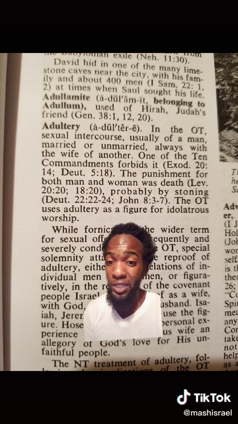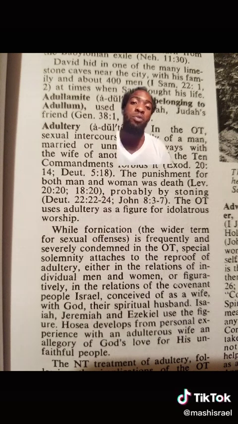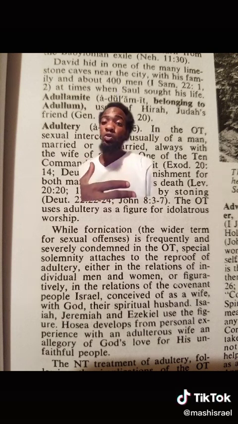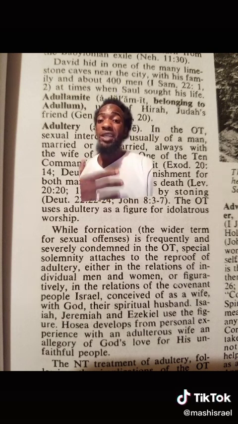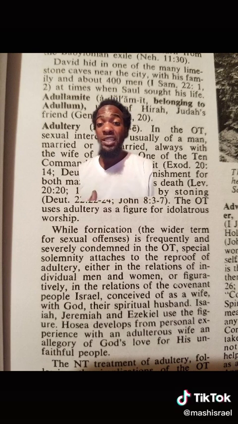The Old Testament uses adultery as a figure for idolatrous worship. So the Bible refers to the children of Israel as the wife of Yahushai, which you all call Christ. So when we worship other idols like Christianity and Islam and all of these other religions, right? So God is referred to as a husband unto Israel, and Israel is referred to as the wife. Israel is the native Indians, the Negroes, and the Hispanics.